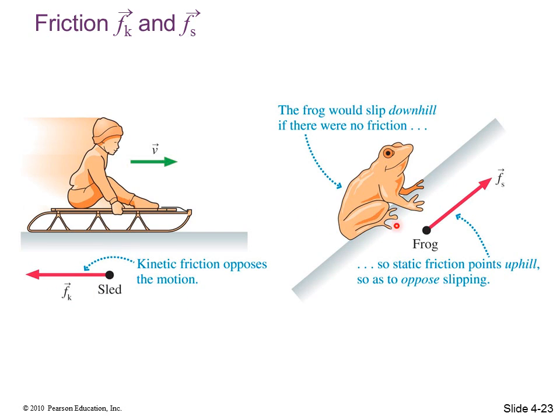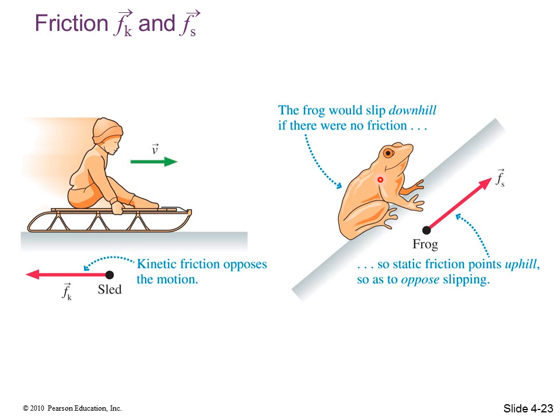How do we know the direction for the static friction one? So let's take a look at this frog here sitting on the ramp. Obviously this frog's not moving. It's not sliding down the hill. So some force is keeping it on this downhill slope, not sliding down. So it's friction. So what we do is to take care of this, we say kinetic friction opposes motion. Static friction opposes impending motion.